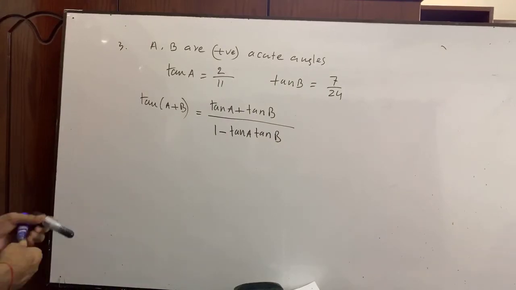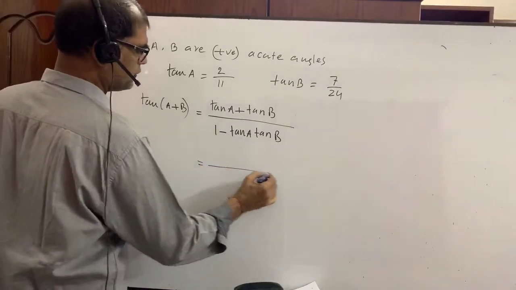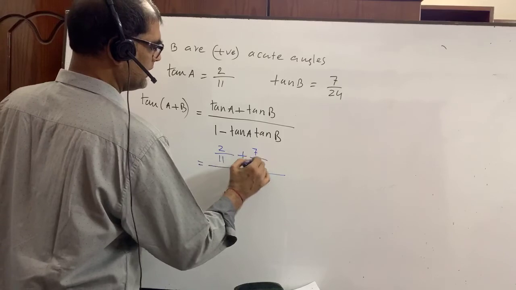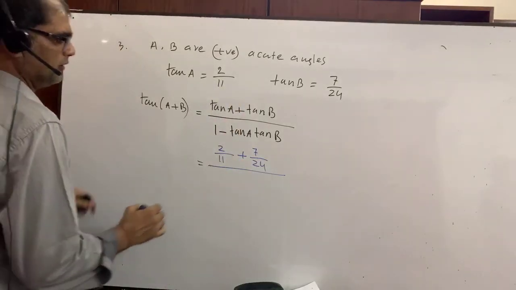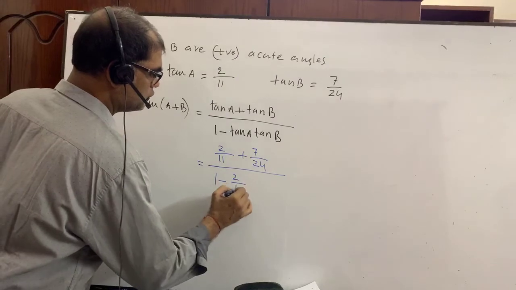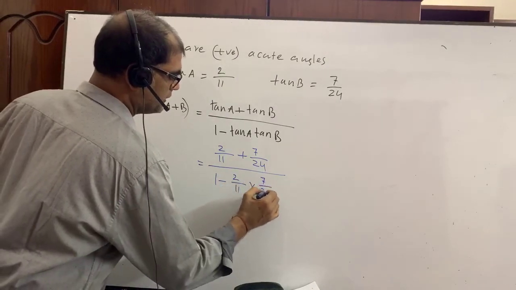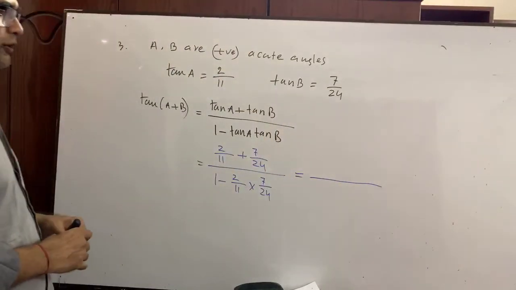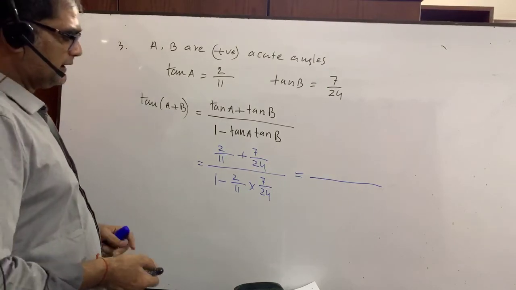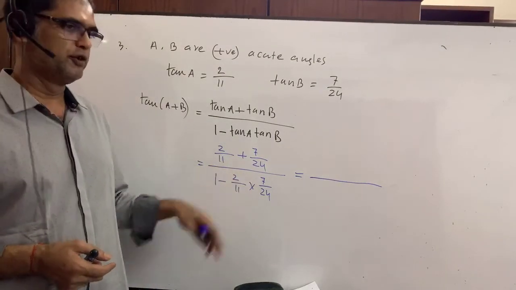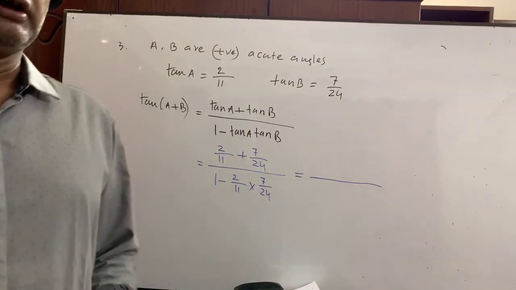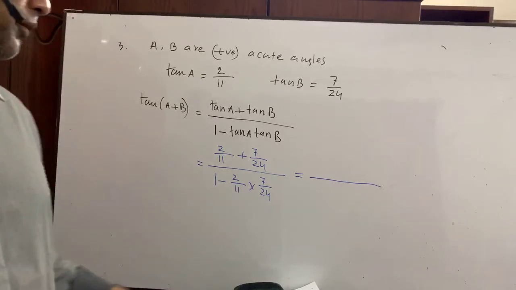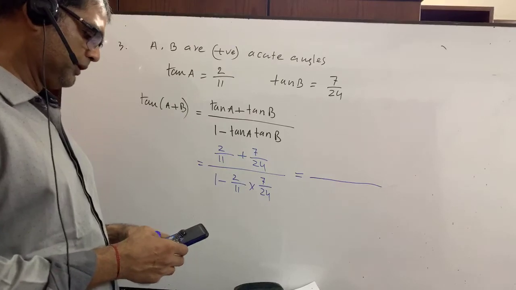So what is the value of tan A? Tan A equals to 2 by 11. Tan B equals to 7 by 24. Now here, 1 minus 2 by 11 into 7 by 24. You see here 11 and 24, here 11 and 24. From both the numerator and denominator, what the LCM is to be taken will be omitted. 11 and 24 will be omitted, right?